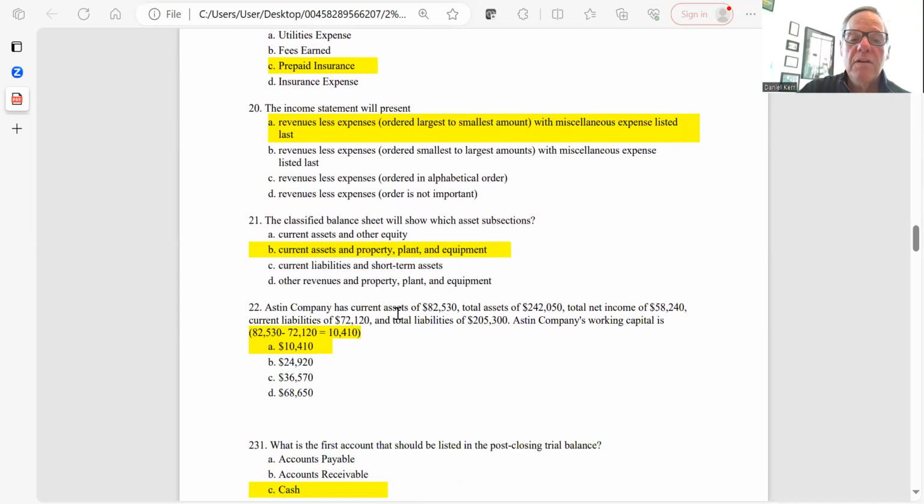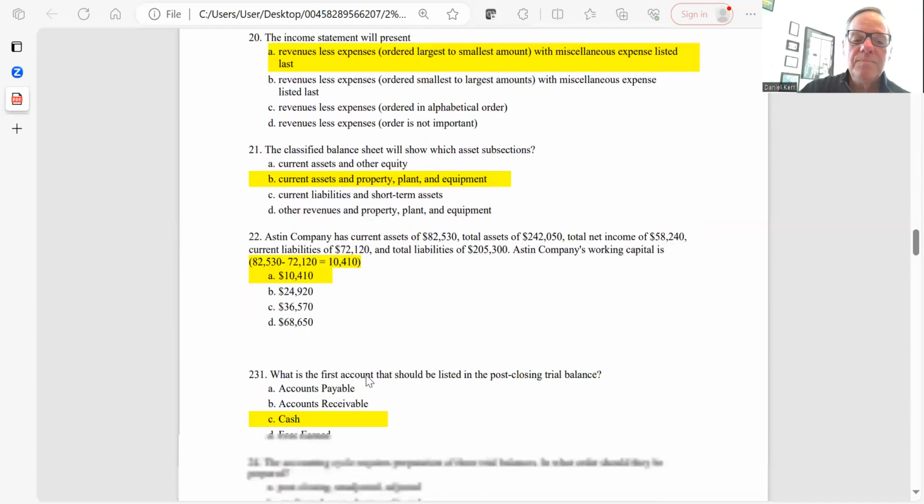22, Weston Company has current assets and current liabilities and net income and a whole bunch of stuff that you don't need there. They ask us what the working capital is. So the working capital is the current assets of $82,530 minus $72,120. Adam, this was the question you asked me during the exam. So it's $10,410. Working capital is current assets minus current liabilities. When you subtract them out, you get $10,410.